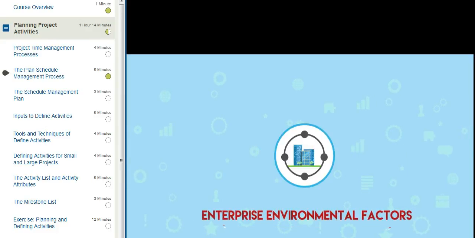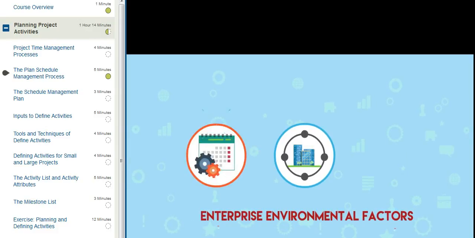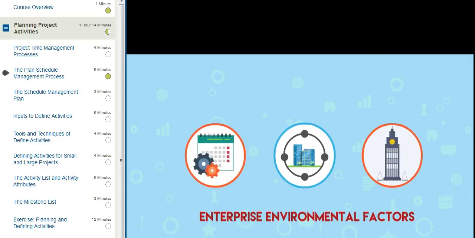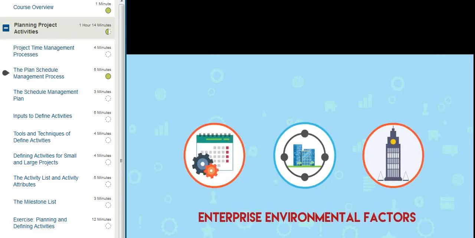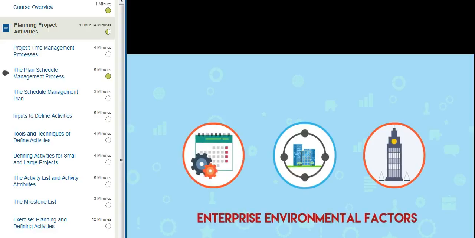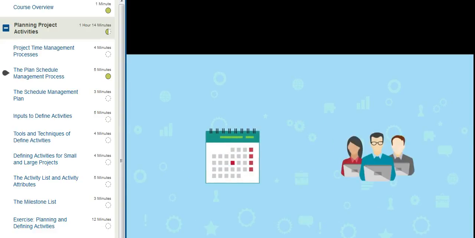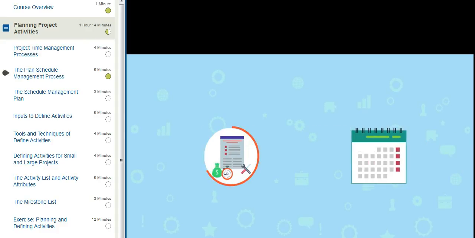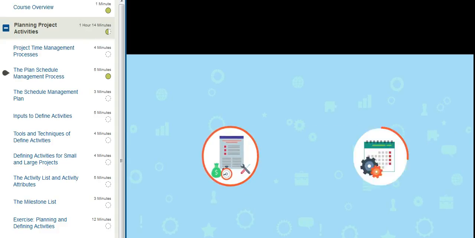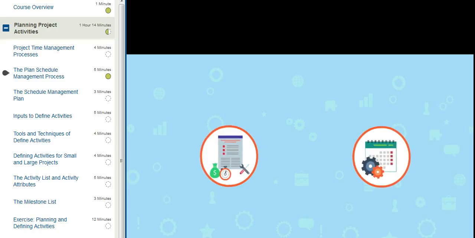Enterprise environmental factors that may influence the plan schedule management process include organizational culture and structure. You must take into account prevailing attitudes toward deadlines and schedule changes of executives and frontline employees alike. The availability of resources, human resources as well as materials and equipment, must also be taken into account when planning schedule management.